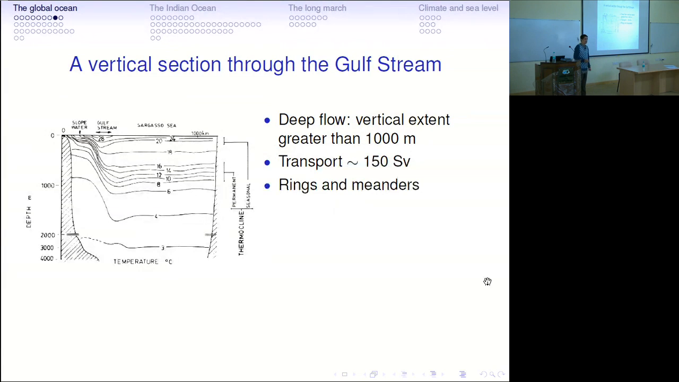But if you look carefully, and this was possible through satellite data, at the Gulf Stream in the horizontal, you find that it's not a very smooth flow. It shows rings. There are rings that form, there are meanders, and then you have vorticity. It's a remarkable field of vorticity that you see in the Gulf Stream.